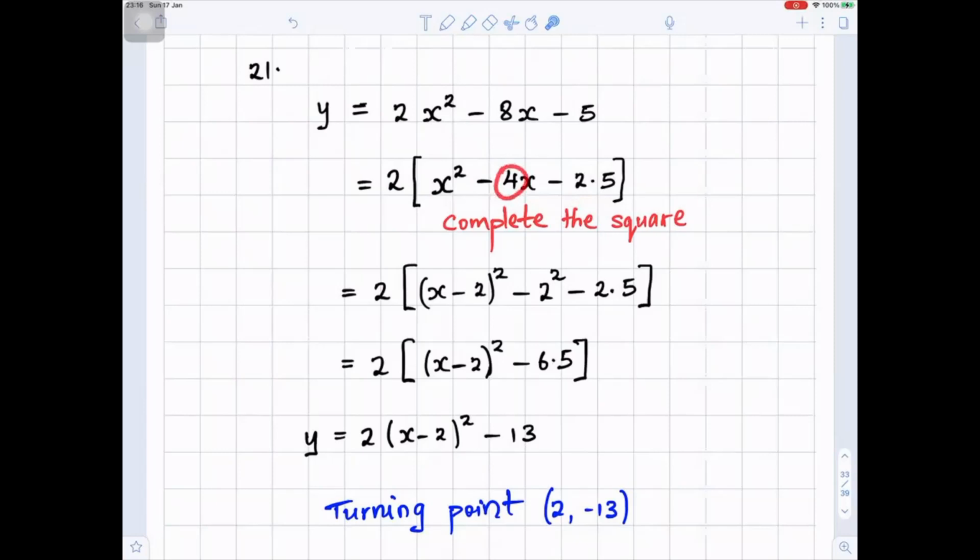Half of 4 is 2, so it's x minus 2 squared, and we subtract the square of 2, minus 2.5. So you have 2 bracket x minus 2 squared minus 6.5, because minus 4 minus 2.5 is minus 6.5. If you multiply by the 2, it becomes 2 times x minus 2 all squared minus 13, since 2 times 6.5 is 13. Now, from this, we can pick out the turning point. The turning point is (2, minus 13).